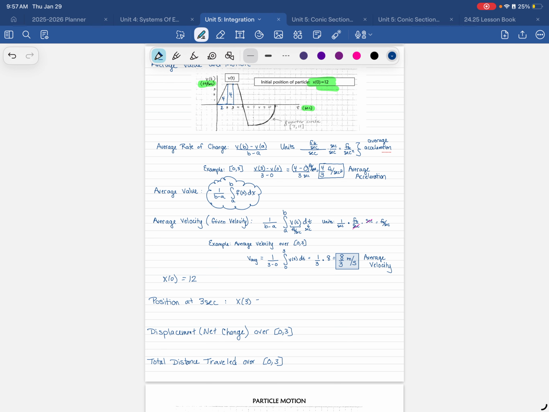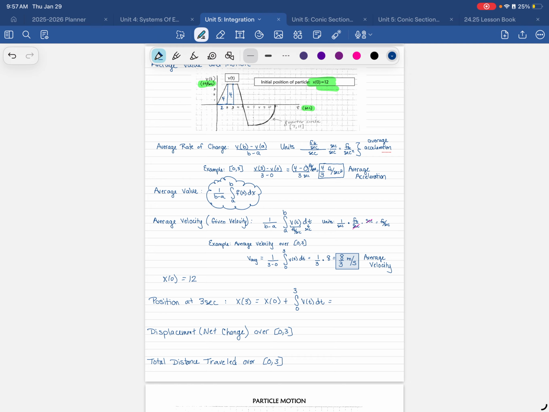X of 3 is going to equal x of 0 plus whatever that distance is that I traveled between 0 and 3, which is just the integral of v of t from 0 to 3. Because remember we talked about when we first introduced antiderivatives, when I had derivatives, the derivative of position was velocity, the derivative of velocity was acceleration. So now if I'm working in the inverse or the reverse direction, if I'm starting at velocity and I want to get to position, I need to take the antiderivative because we're just doing the opposite, we're undoing.